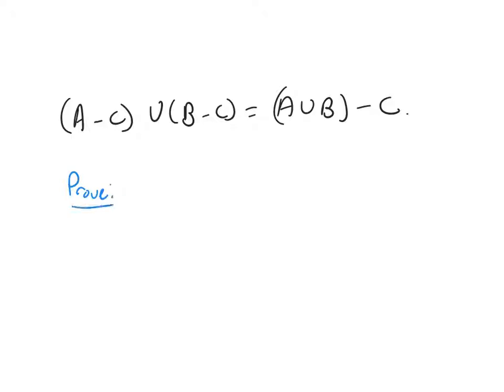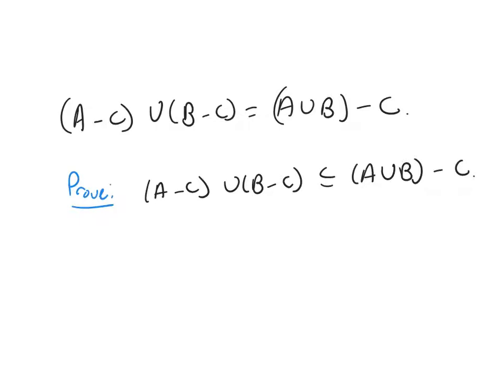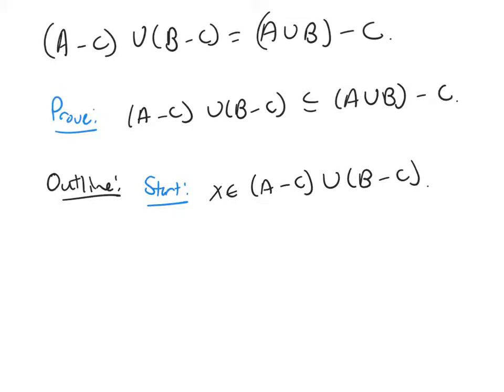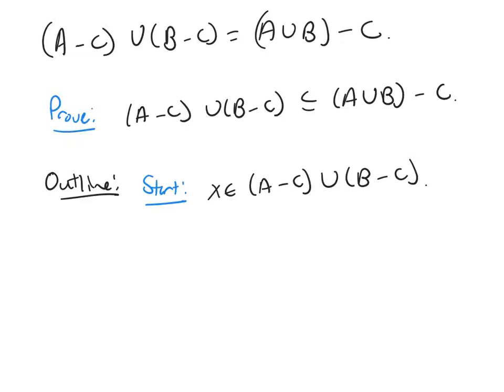That number 2, we need to prove that A minus C union B minus C is contained in A union B minus C. So again, we're going to start with our outline. We're going to figure out the proof and then we'll write it out formally after that. So what would the start of this proof look like? Well, I'm going to take X to be in A minus C union B minus C. And then I need to end up showing that X is in this other set here.